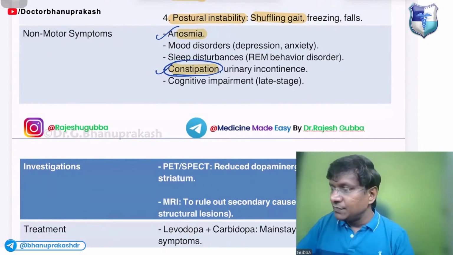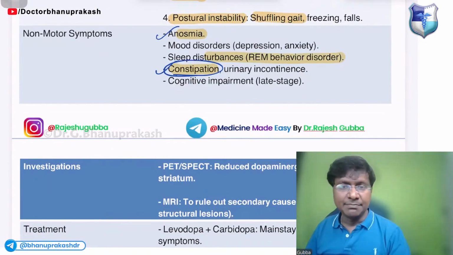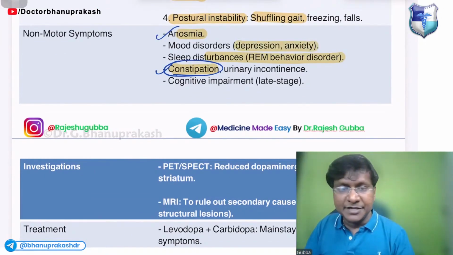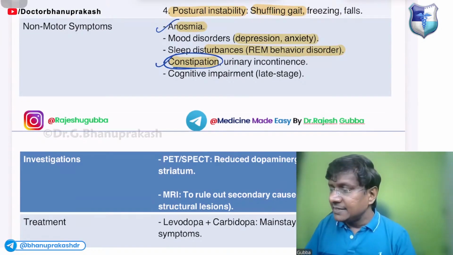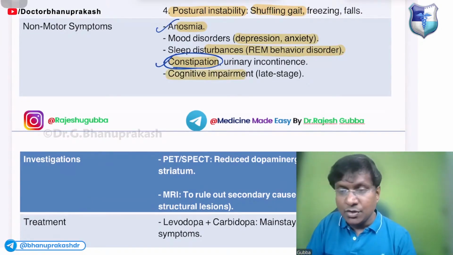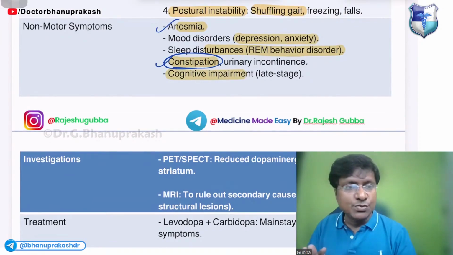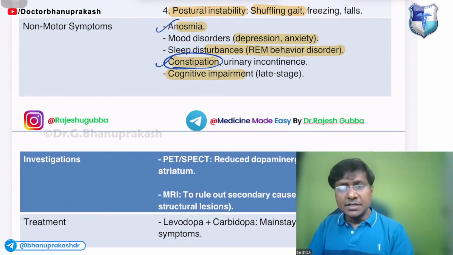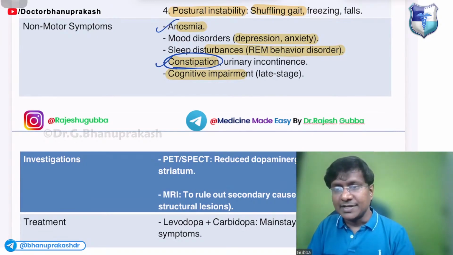And these patients will have sleep disturbances, that is REM behavior disorder can be there. And mood disorders, where they will have depression as well as anxiety. And in late stages, they will be having cognitive impairment. So these will be non-motor manifestations. But the earliest non-motor manifestations will be anosmia as well as constipation.